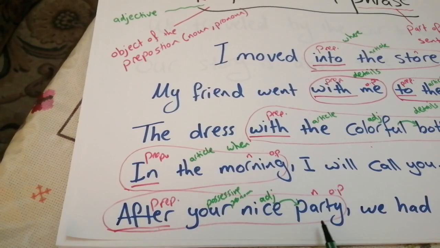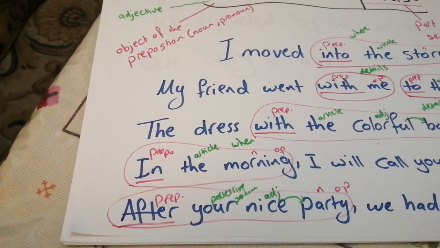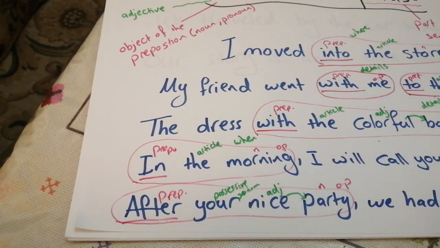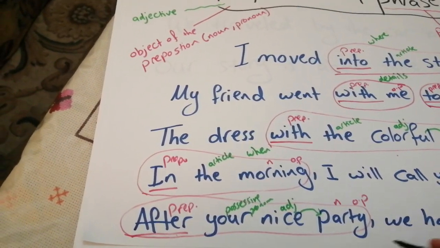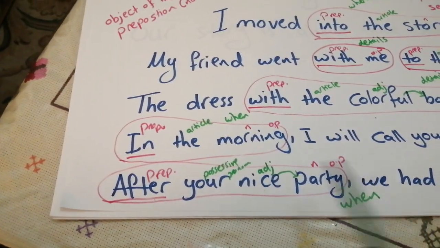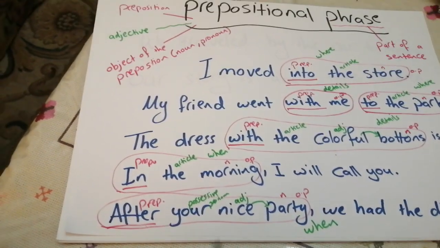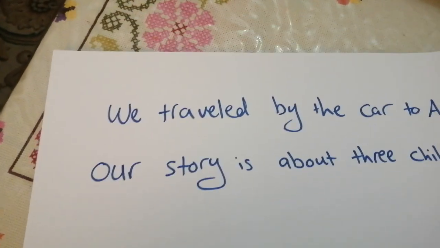And here, after your nice party, we had the dinner. It shows what? Where, when, how, or it gives details. It shows, of course, when. When we had the dinner, after your nice party. Okay, so these are some examples. Let's take another two sentences.